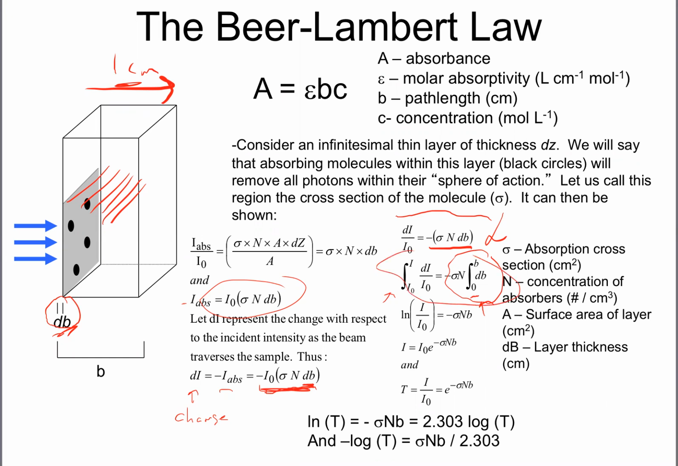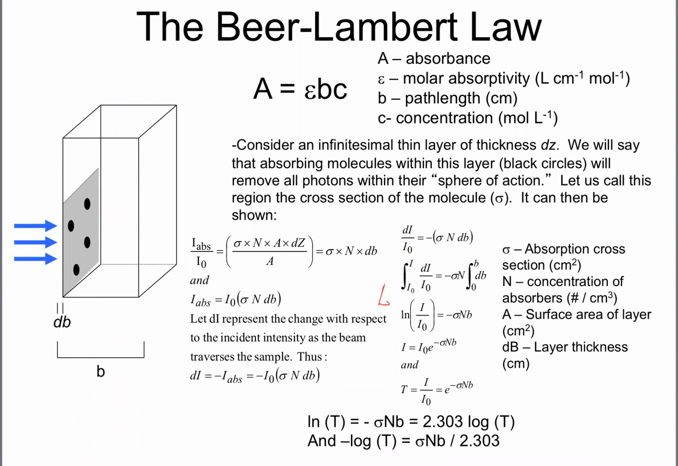Mathematically integrating is the step shown here, and when I do that, I get this. Again, you don't need to know the details of this; it's just going through and explaining the process. Some of you might be into that, others maybe not. But you get this: the natural log of I over I0 is equal to negative sigma n B.